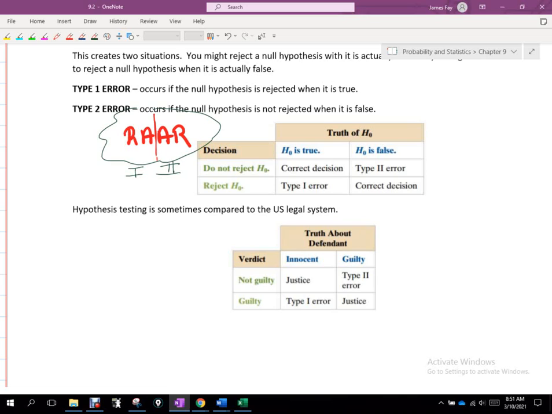Okay? But if we rejected it, the intersection of those is type 1 error, right? So type 1 error is rejecting something you should have accepted. Okay? Type 2 error is accepting something that you should have rejected. Does that make sense? And you see here type 2 error. We accepted it, do not reject, so that's accepting, but it was false, so we should have rejected. This is what we want to minimize. We want to minimize type 1 error, which is when you reject something that should have been accepted.